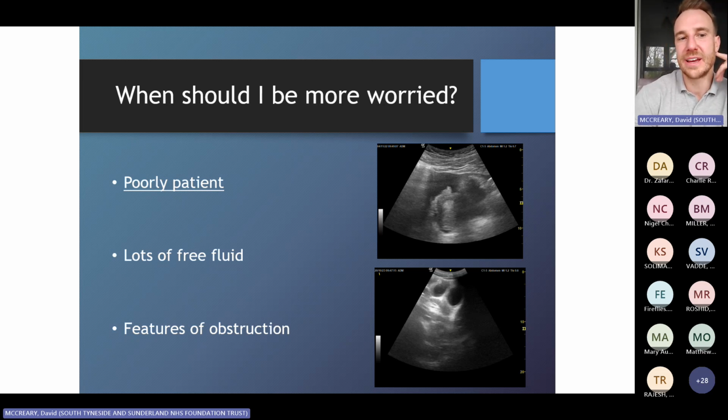Okay, so when should you be more worried? Well, I think clearly poorly patients warrant more attention. So this is ultrasound and it's amazing, but we've still got to treat the patient in front of us. So anyone who looks particularly pale, particularly sick, or isn't behaving as you'd want. If there's lots of free fluid hanging around, that's probably quite serious. And then if you've got features of obstruction, this is an excellent example of obstruction. This child had an appendicitis, which we found as a result of causing his obstruction, probably.